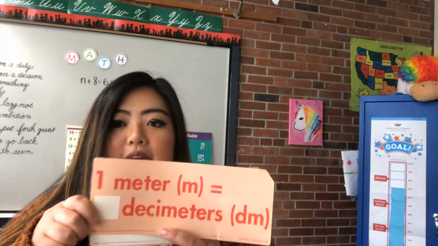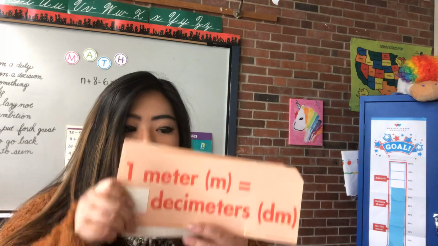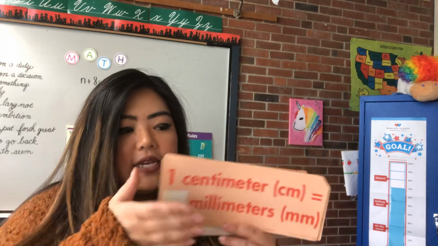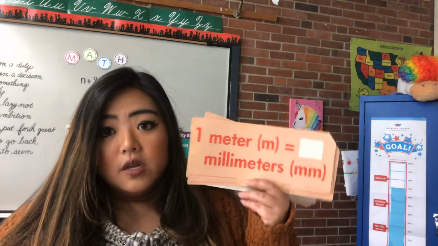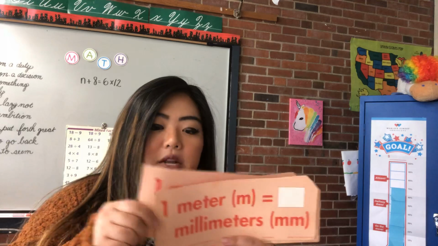Let's go over these. Yes, 1 meter equals 10 decimeters. It takes 10 decimeters to make 1 meter. This is C to M. You're just going from one number to the next, so it's 10. 1,000. It takes 1,000 millimeters to make 1 meter.